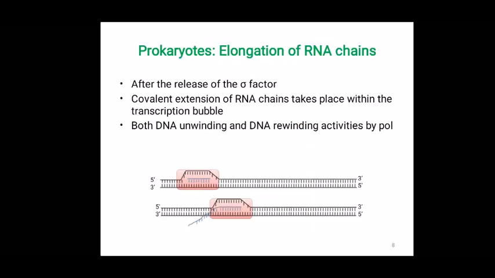The next step in prokaryotic transcription is elongation of the RNA chain. After the release of the sigma factor, the covalent extension of RNA chains takes place within the transcription bubble. Both DNA unwinding and DNA rewinding activities are carried out by the polymerase. At the same time, new RNTPs are also attached and chain elongation takes place.